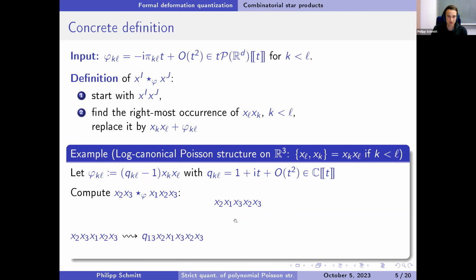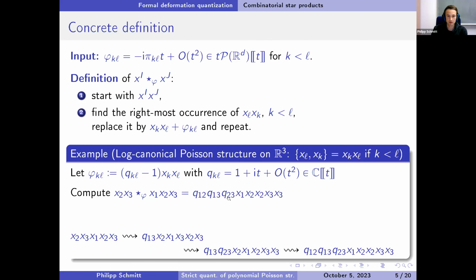I record the result for you down there. Up here, I just keep track of the monomial that we now have. And now we just need to repeat the whole procedure. So we search again for the rightmost appearance of a pair where the left index is greater than the right one. We swap these two, introducing a factor of q2, 3, and now obtain the element down here, q1, 3, q2, 3 times this monomial, and repeat the procedure. So swap the x2, x1 in the beginning, and arrive at a monomial that is now ordered. Okay, and in this case, this is supposed to be the result. So here we just get q1, 2, q1, 3, q2, 3 times x1, x2, x2, x3, x3.